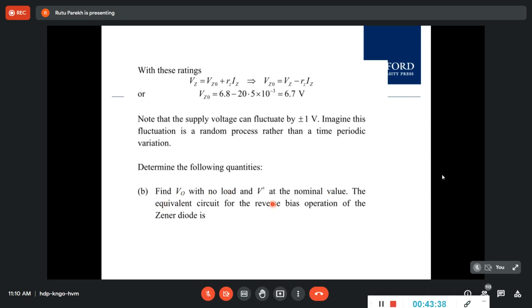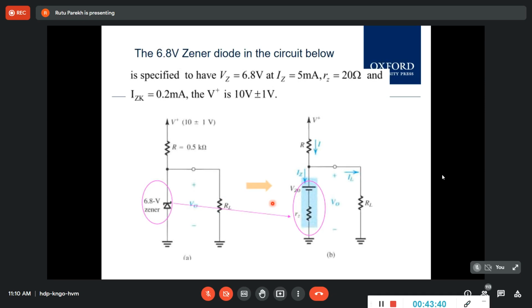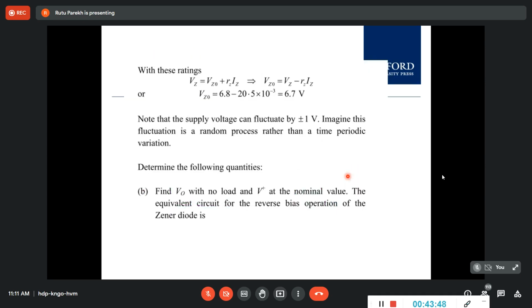So now you have to find out the output voltage when there is no load. So if the load is not there, IL is also 0. Okay. And the equivalent circuit for the reverse bias operation of the Zener diode. So find V0 with no load and nominal, so that is the supply voltage of 10 volt.